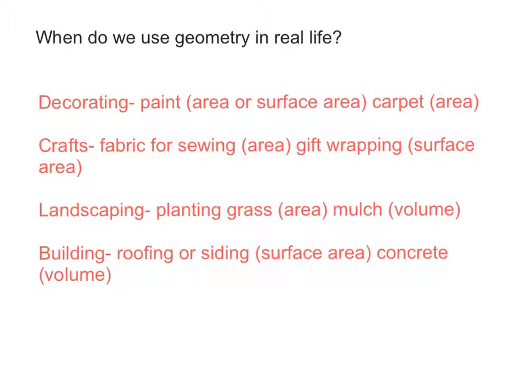Remember, volume is how much can go inside. Surface area is what's on the outside of the shape. If you were building something, roofing or siding would be surface area. If you were filling a driveway with concrete, it would be volume. So, I like to think of surface area, and area, but mostly surface area, as the outside of the shape.